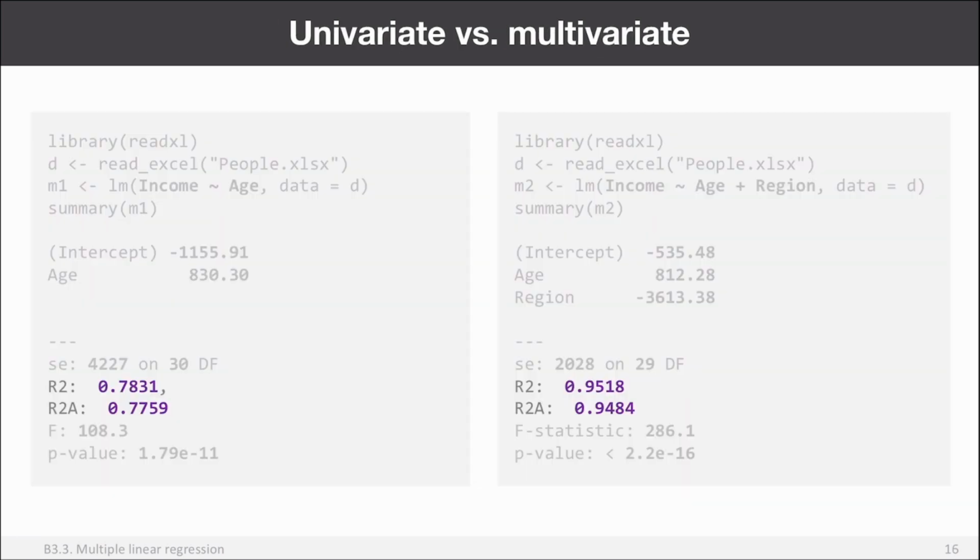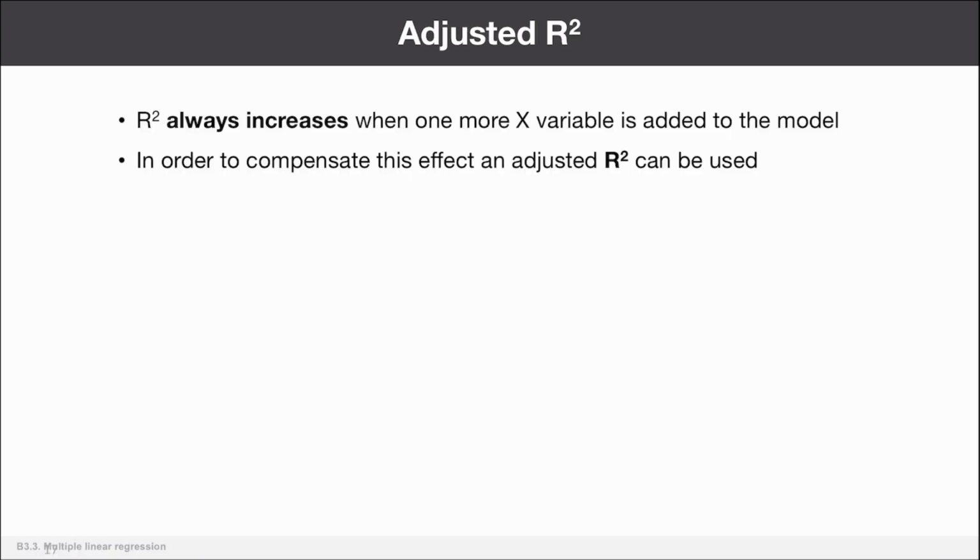Now, you probably noticed that when you look at the summary, there are two R squared values. The first is just R squared, and the second is called adjusted R squared. And the adjusted R squared is always a little bit smaller than the normal one. What is adjusted R squared? Adjusted R squared is a penalty that you have for adding an additional variable.